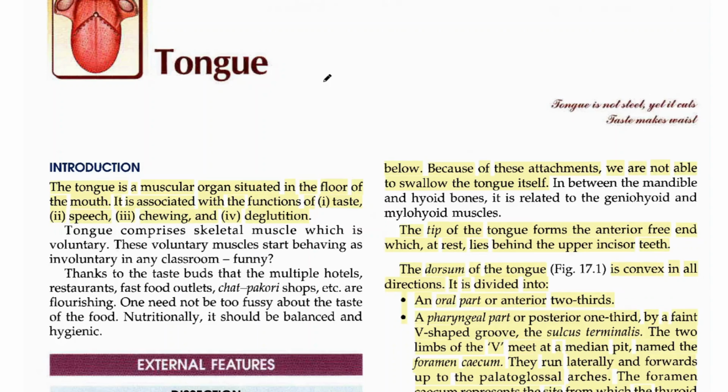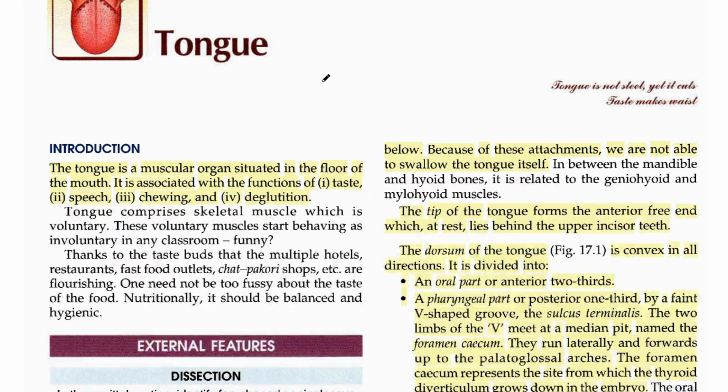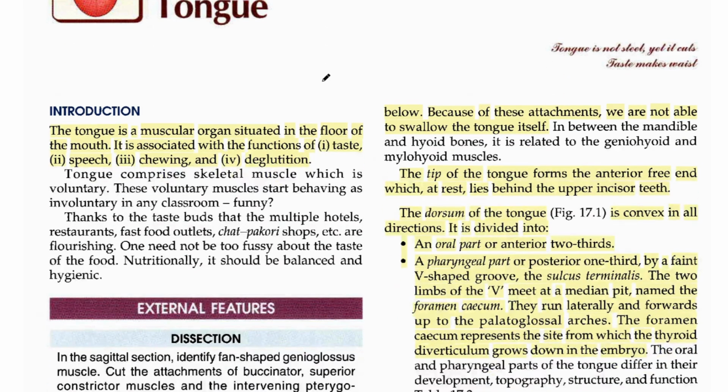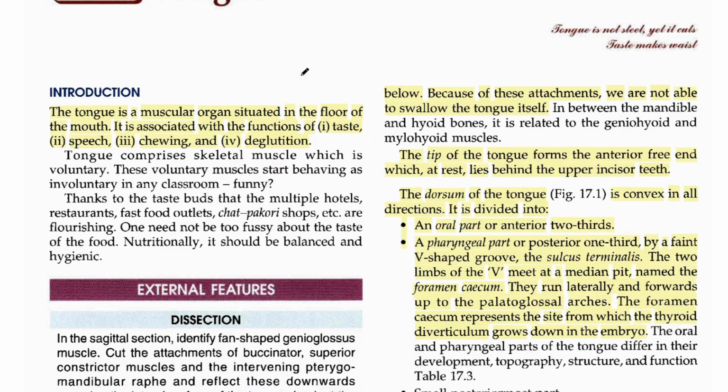In a long answer question on the tongue, the examiner usually asks the student to describe the tongue, its development, anatomy, nerve supply, and the lymphatic drainage. So you would start the answer by giving a brief introduction of the tongue. You can write that the tongue is a muscular organ situated in the floor of the mouth, and its functions.